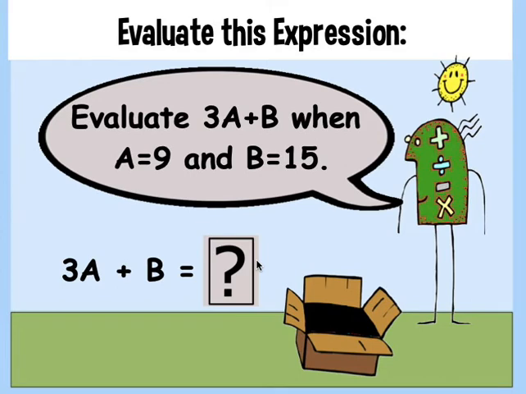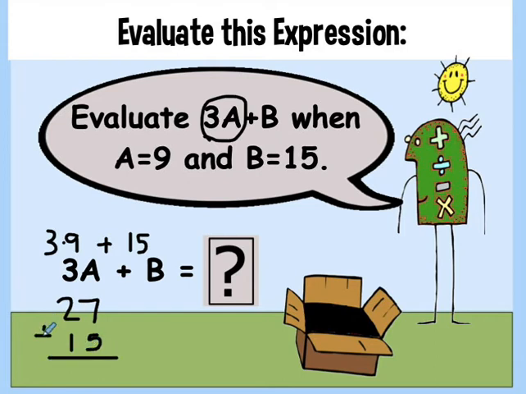Here's a slightly trickier one. We're supposed to evaluate the expression 3a plus b if a is 9 and b is 15. Now remember, when a number and a letter touch, it always means multiply. So we're going to start by multiplying 3 times 9, and then we're going to add that to 15. Now, I know that 3 times 9 is 27. So then I'm going to add 27 plus 15. When I add 27 plus 15, I should get 42.